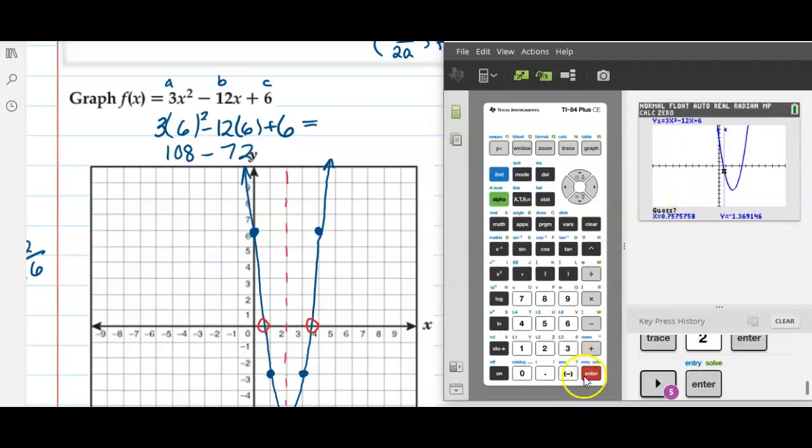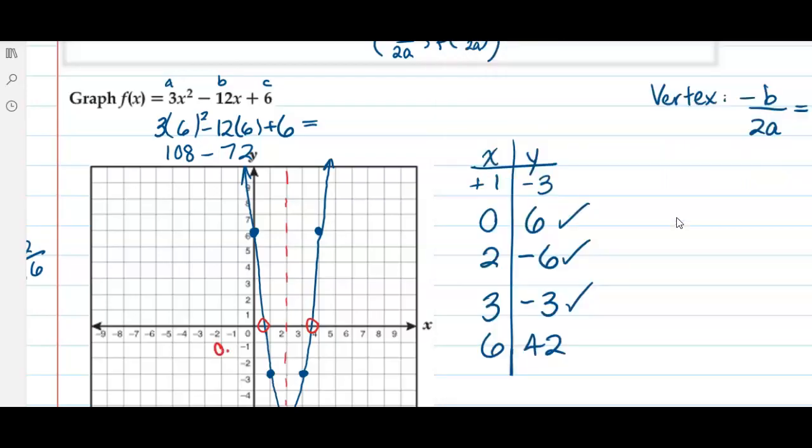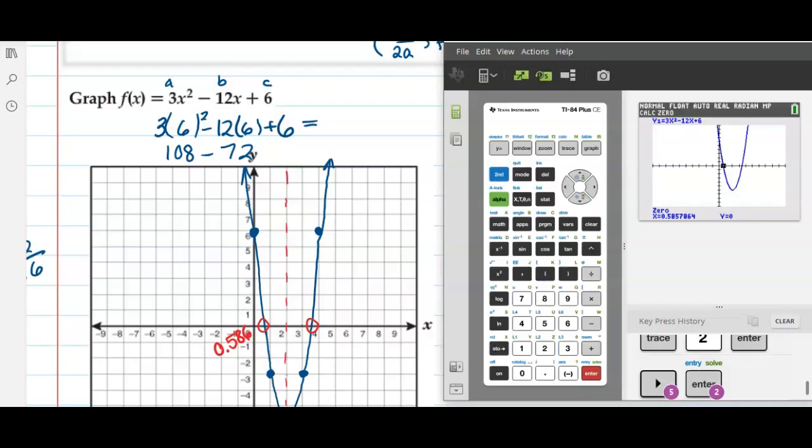and then the calculator says, would you like me to guess? And I say enter, and it tells me 0.586. So that's one of our zeros, 0.586, which sure enough is between 0 and 1. Then I could find the next one.